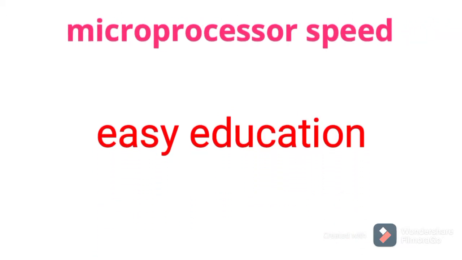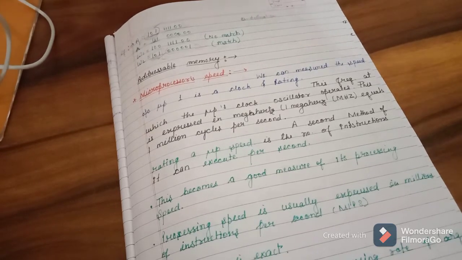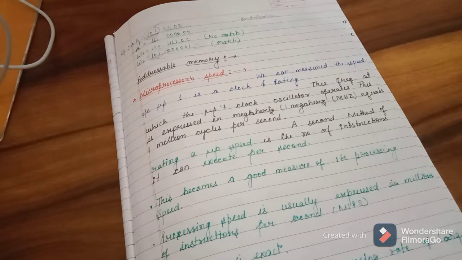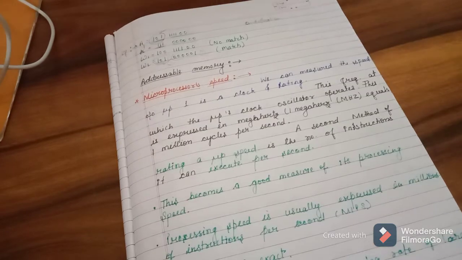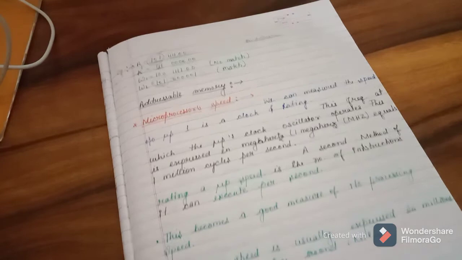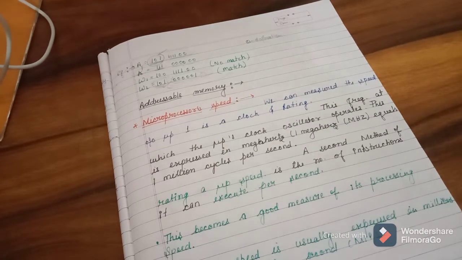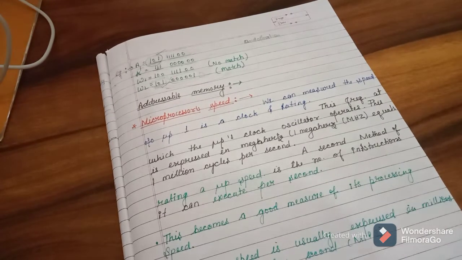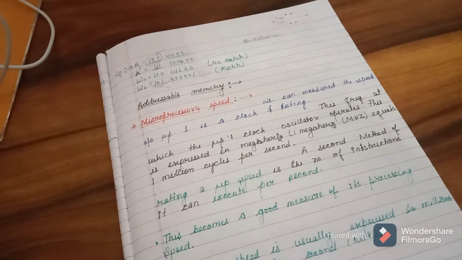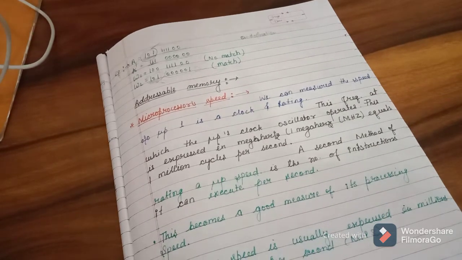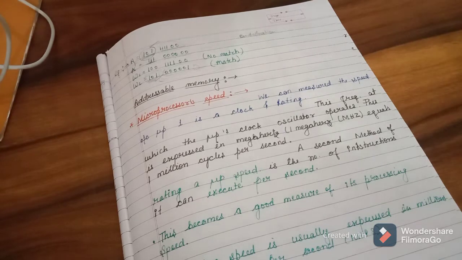So let's get started. In today's lecture, I will teach you microprocessor speed. What is microprocessor speed? We have our own speed, so obviously a microprocessor also has its own speed. We can measure the speed of a microprocessor in two ways: the clock rating and the MIPS rating. We use these two methods to measure our microprocessor speed.